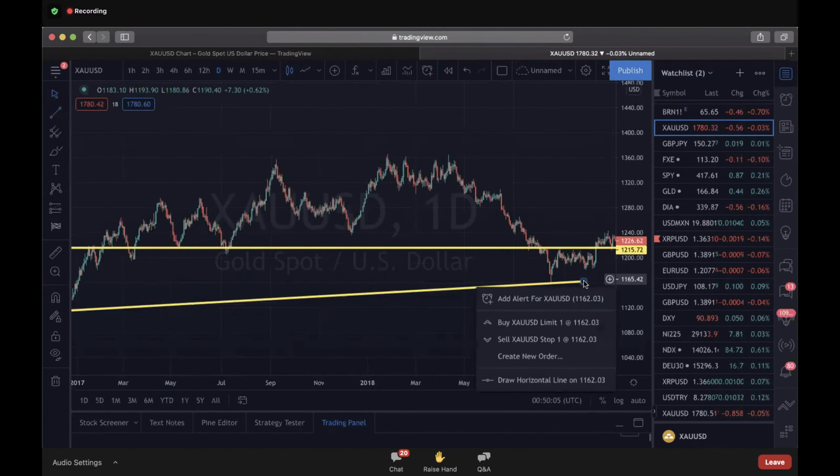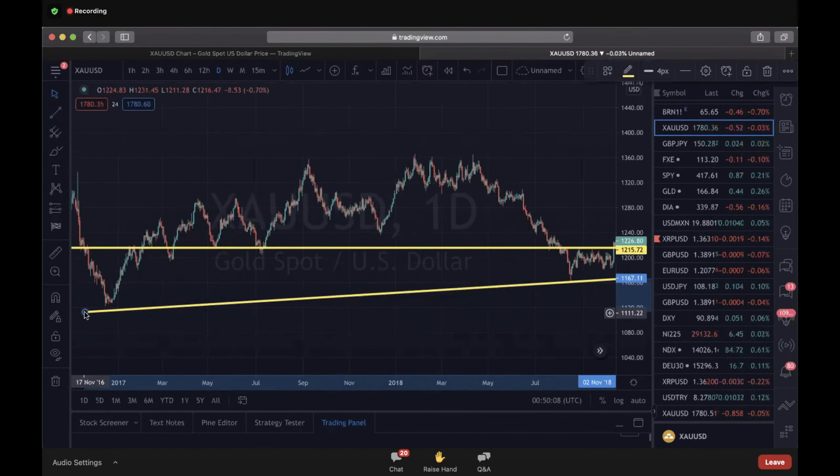Even if you could stretch it out, like when you draw a trend line, even if you could stretch it out as far as you can, do that.